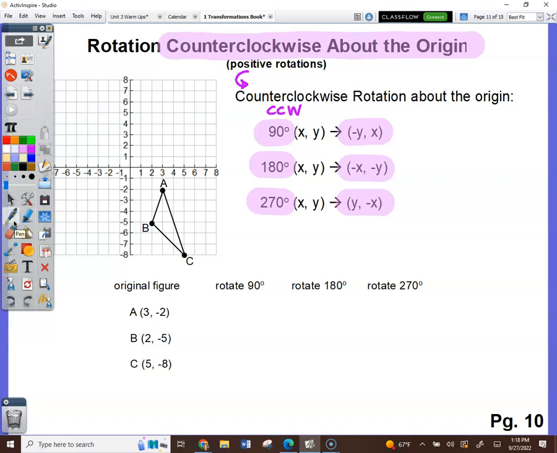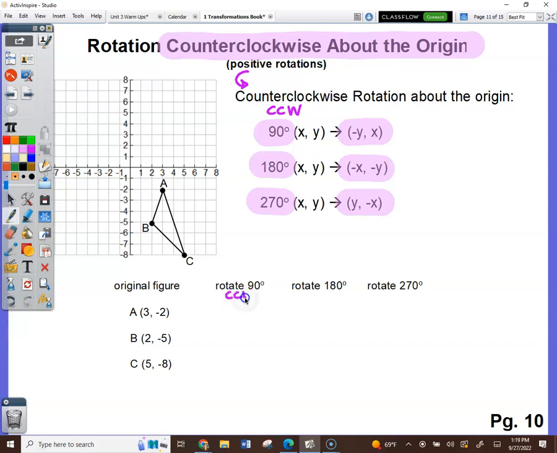Can anyone tell me why a zero degree rotation is boring? Can anyone tell me why a 360 degree rotation is irrelevant? It's going to land right back where it started, right? You do rotate, but you land right where you started, so there's no point in even doing it. All right, so we are going to now do this one.